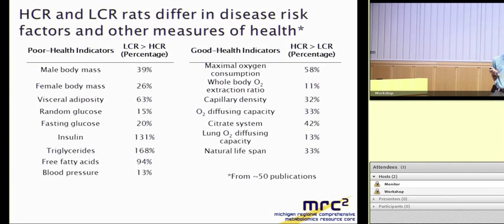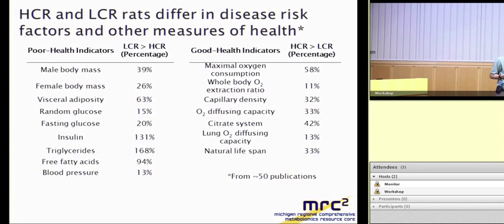In contrast, the HCRs have evidence, markers of good health. They have higher maximal oxygen consumption by 58% VO2 max, higher whole body oxygen extraction, more capillary density, et cetera, and they live a little bit longer. And this is the result of many studies that have been published on these animals since they were first developed. And so we feel this is a relatively potentially interesting model of human metabolic syndrome.